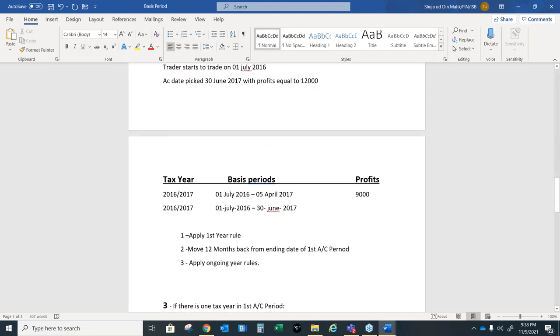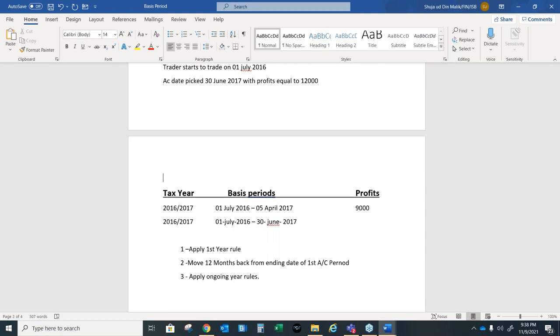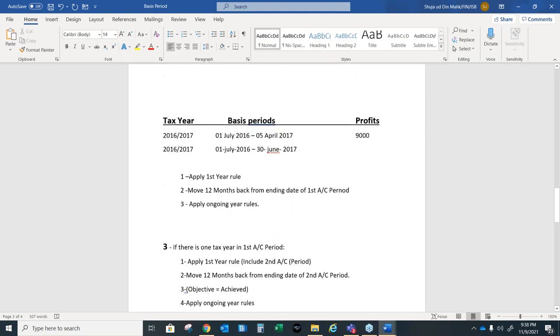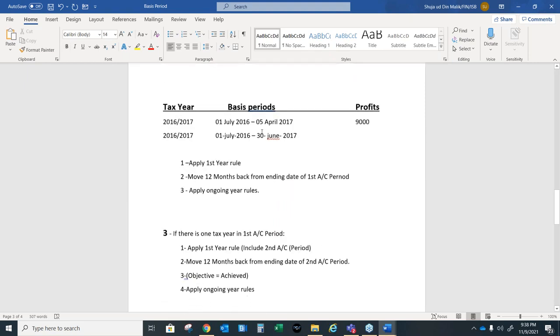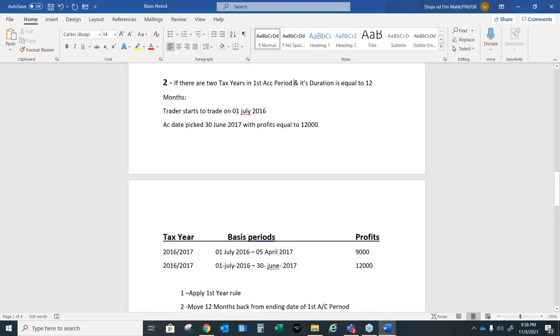Okay. There is some problem with the question. We need to have the next period. Yes, it is equal to 12,000. Very right. We are exactly taking the period as it was given in the question. So 12,000 will be the profits. Now you could see 30th June in our tax working as basis periods and 30th June in the question, they both are the same.